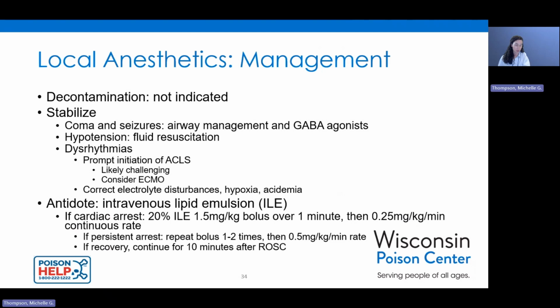So this can be administered in a bolus of 20% lipid, which is administered first as 1.5 milligrams per kilo over 1 minute, and then as a continuous infusion of 0.25 milligrams per kilo per minute. If the arrest is persistent, the bolus can be repeated 1 to 2 times, and then the infusion rate can be doubled to 0.5 milligrams per kilogram per minute. And if ROSC is achieved, the lipid continuous infusion can be continued for an additional 10 minutes.